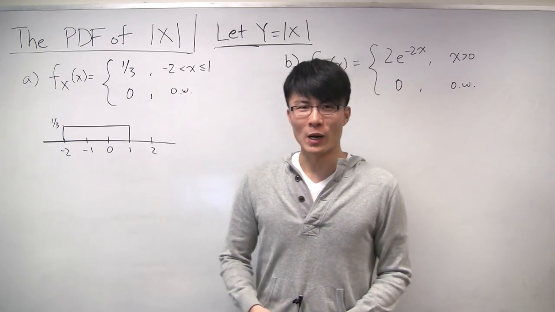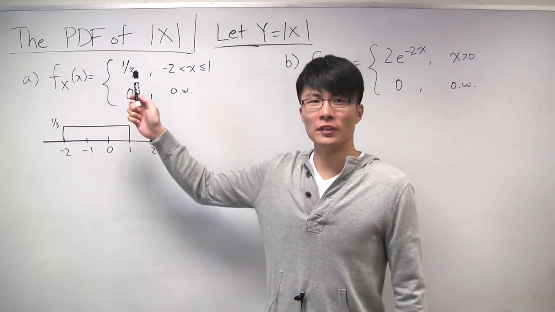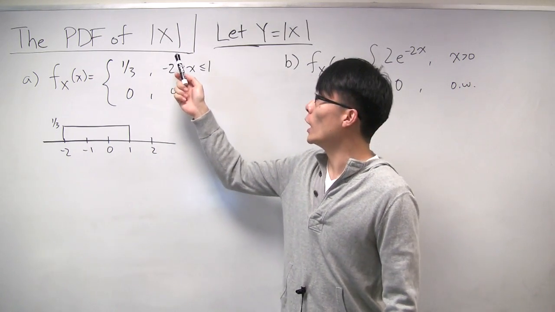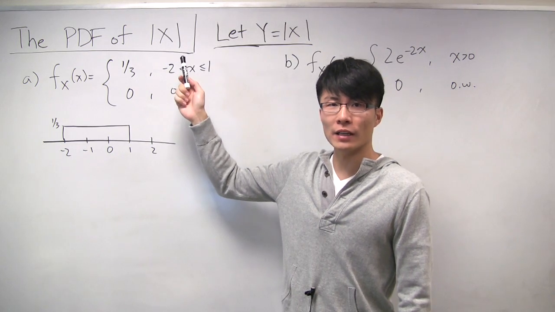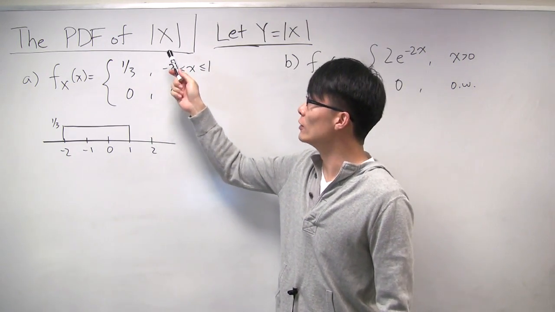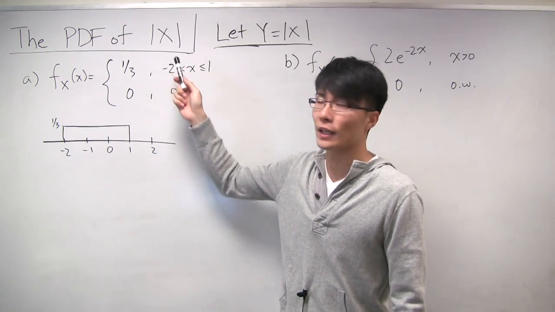Hi, in this problem we'll be looking at the PDF of the absolute value of x. So if we know a random variable x and we know its PDF, how can we use that information to help us find the PDF of another random variable, the absolute value of x?